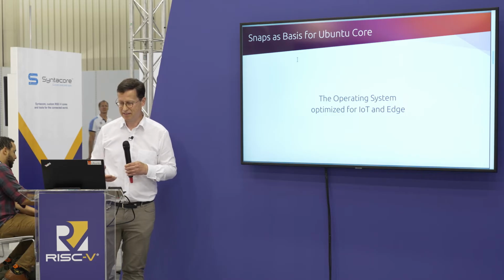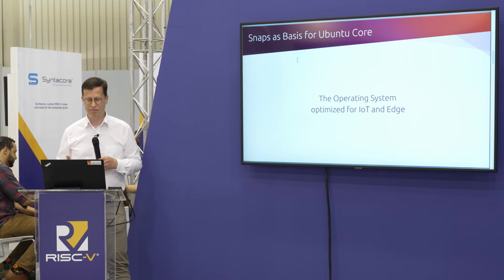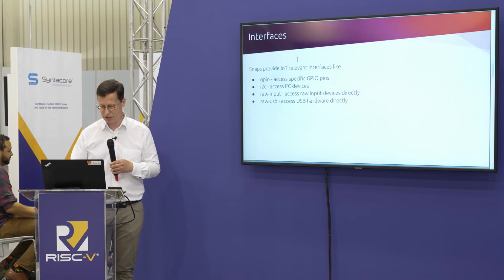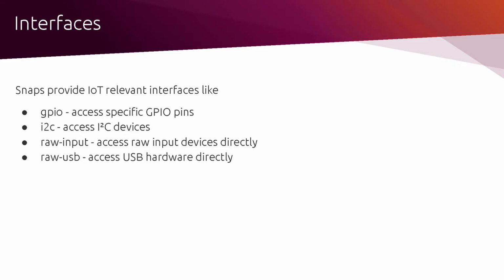So snaps are the basis for our Ubuntu Core packaging of the Ubuntu operating system, where everything, including the kernel, is built as a snap. And it's really optimized for IoT and for working on the edge. It's made for IoT because you get all the interfaces that you need in the IoT world, which you would have a problem to access from a Docker image, like you can access GPIO, I2C, or raw input, or raw USB.